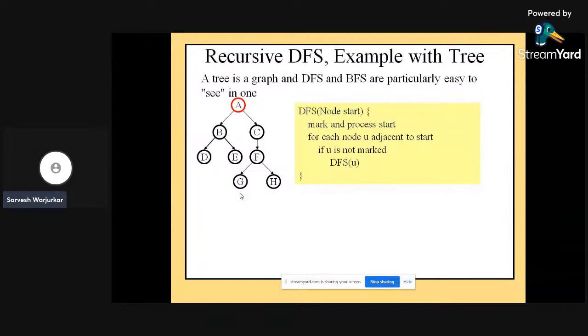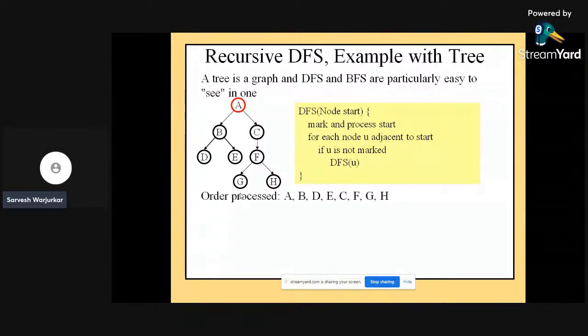Recursive DFS, for example with a tree. A tree is a graph, and DFS and BFS are particularly easy to see in one. You can see this is a graph where A is connected with B and C, B is connected with D and E, C is connected with F, and F is connected with G and H. It is already directed. So DFS starts from the root itself, and it can directly reach the end first, like A, B, to the depth of the tree first.